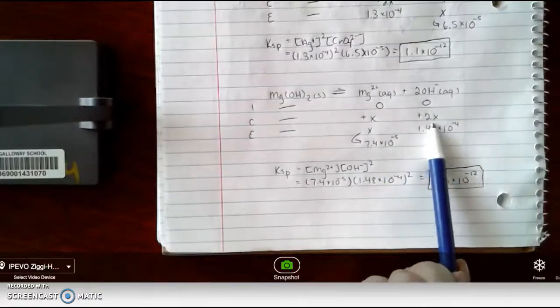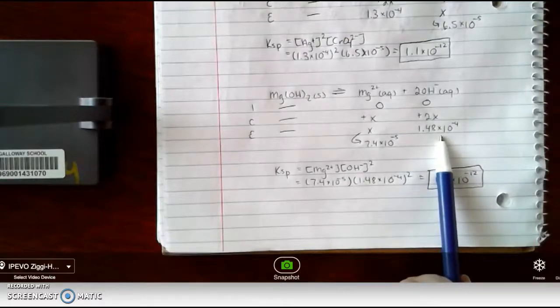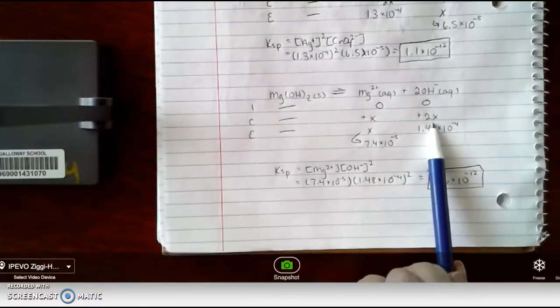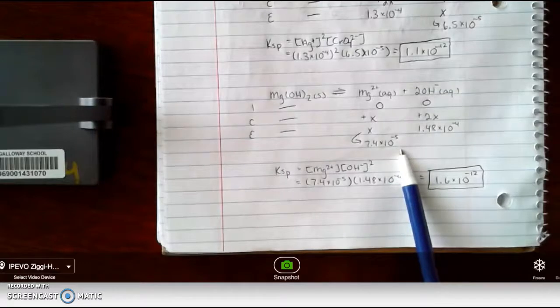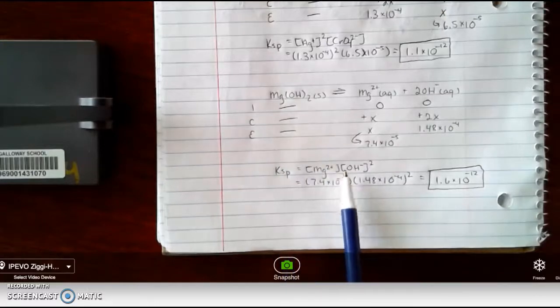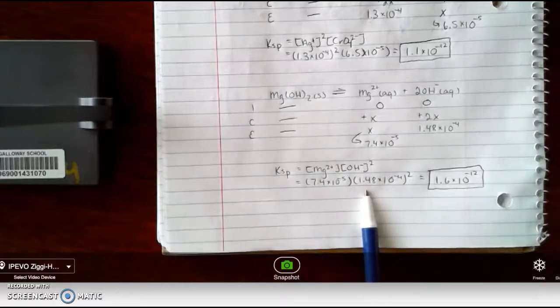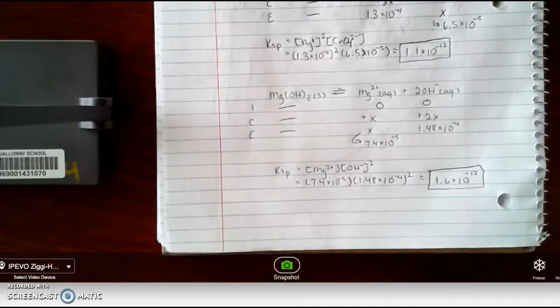And we know from the problem that our final concentration of hydroxide is 1.48 times 10 to the negative fourth. So we know that that is equal to 2X. We can again divide by 2 to figure out that X, or our magnesium ion concentration, is 7.4 times 10 to the negative fifth molar. Then we can plug into our KSP expression, which will be magnesium concentration times hydroxide concentration squared, plug in what we got from our ICE table, and we'll get a KSP of 1.6 times 10 to the negative 12.